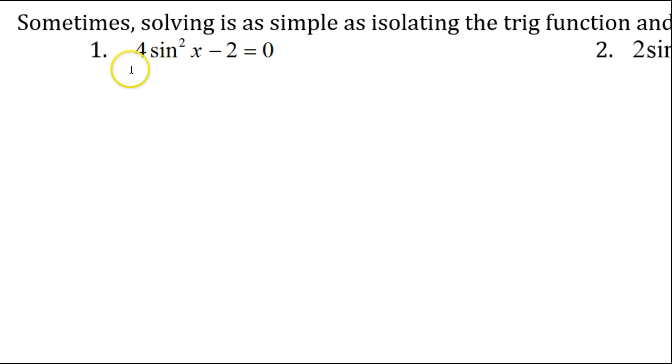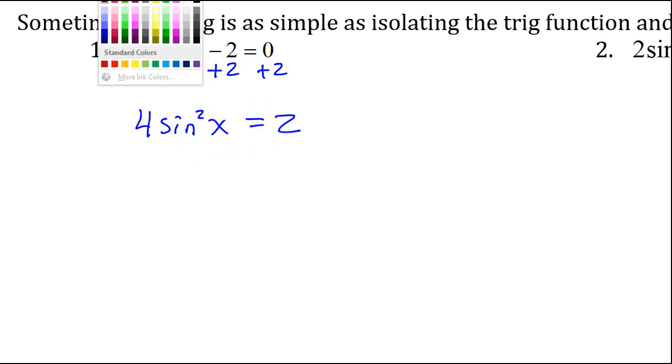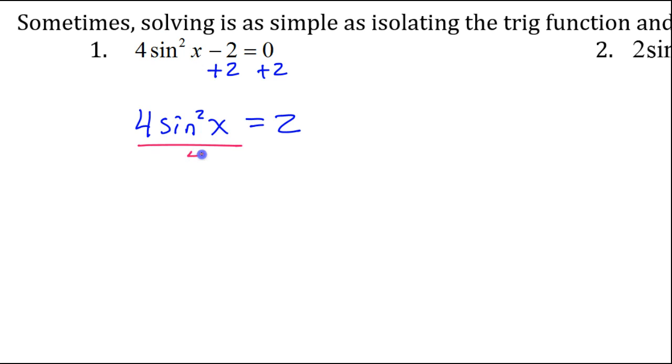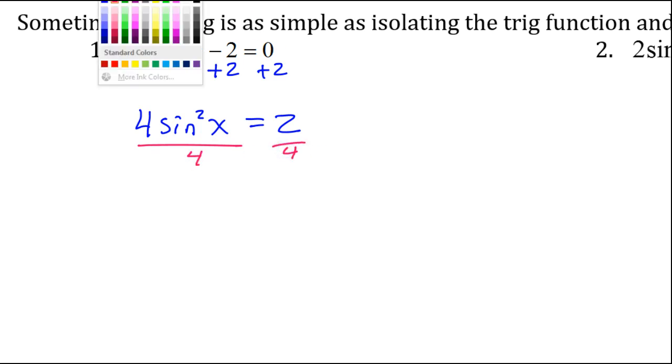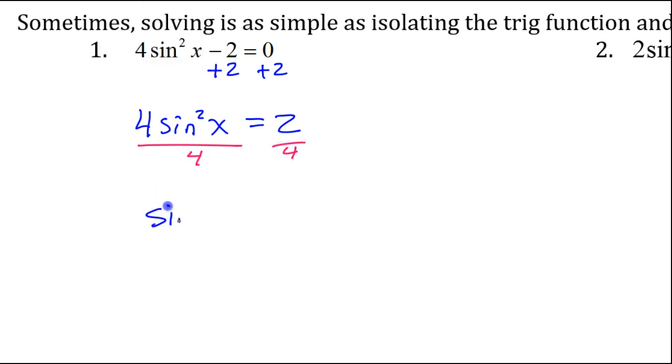Okay, sometimes it's as simple as getting the trig function by itself. So, for example, in this case, if I want to get sine squared x by itself, I need to add 2 to both sides. And so that's going to give me 4 sine squared x is equal to 2. Continuing to isolate, I need to divide both sides by 4. So that's going to give me sine squared x is equal to 1/2.